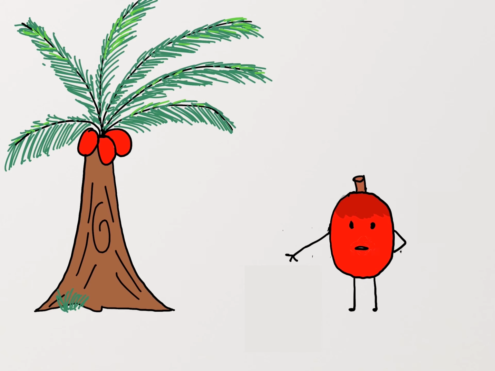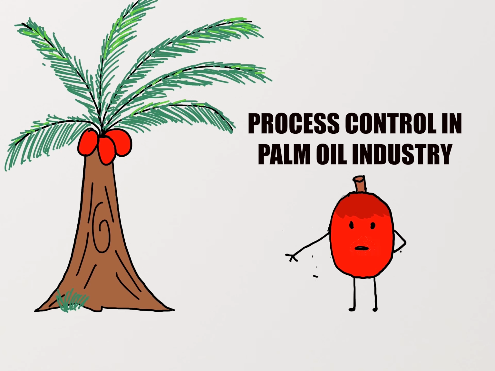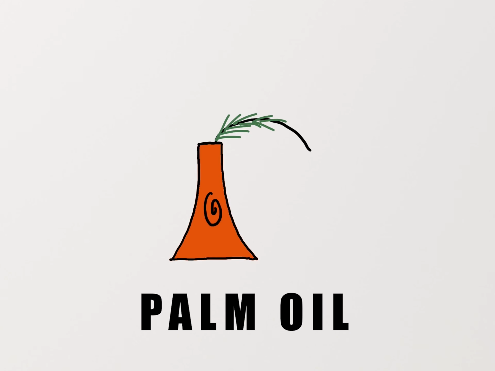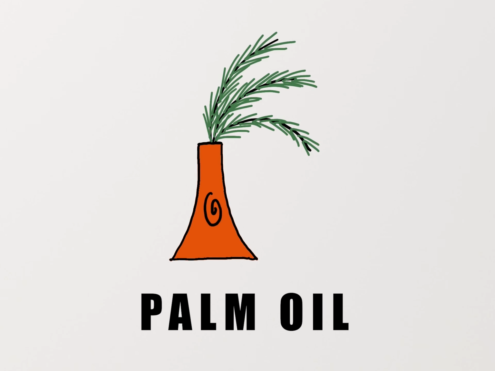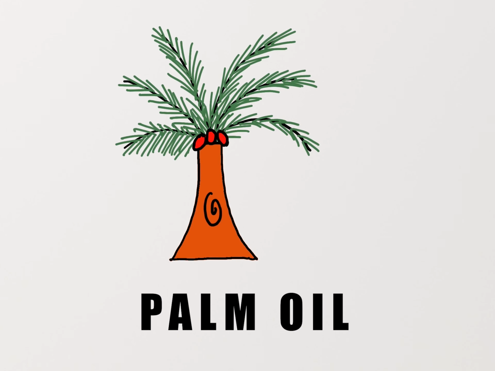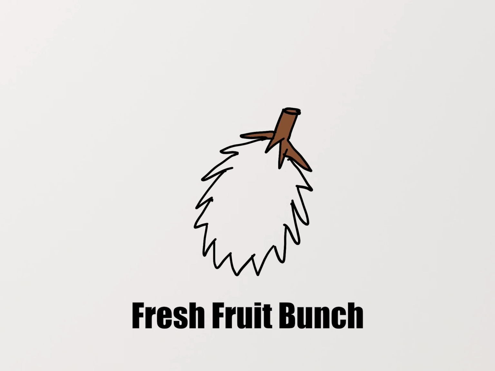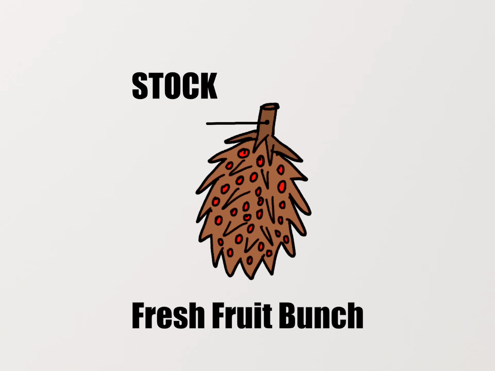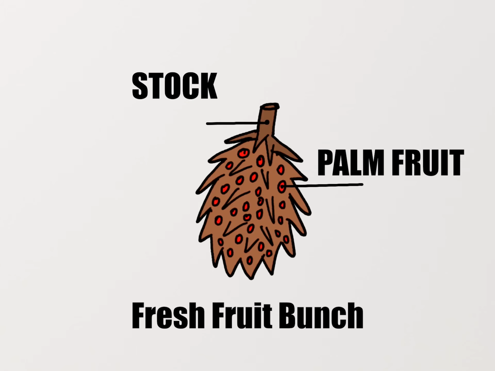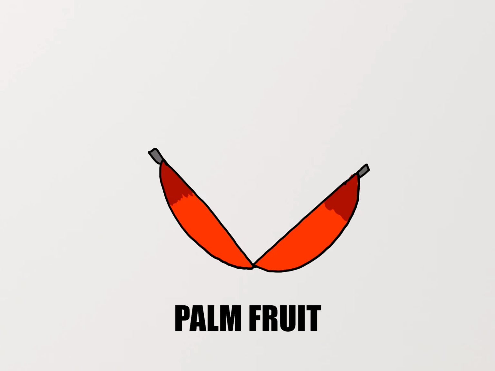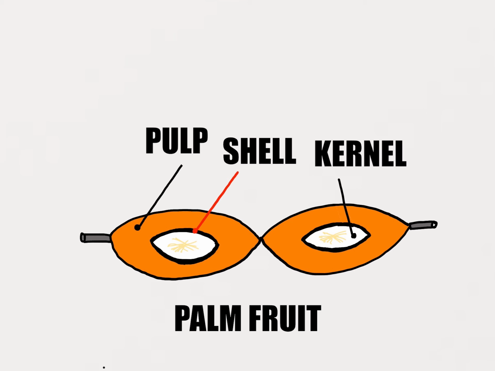Hi, today we'll be talking about the process control in palm oil industry. Palm oil is extracted from the fruitlet of a specific oil palm species known as Elaeis guineensis. The harvested fresh fruit bunch from the palm trees has a stalk and a palm fruit. Each palm fruit consists of the pulp, shell, and kernels, where the oil will be extracted.